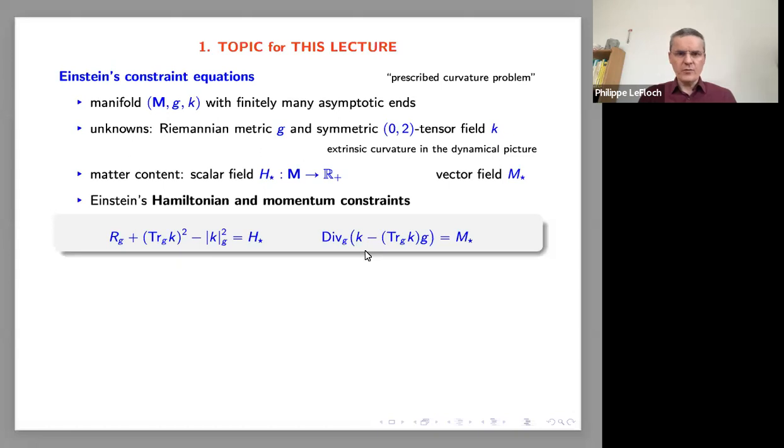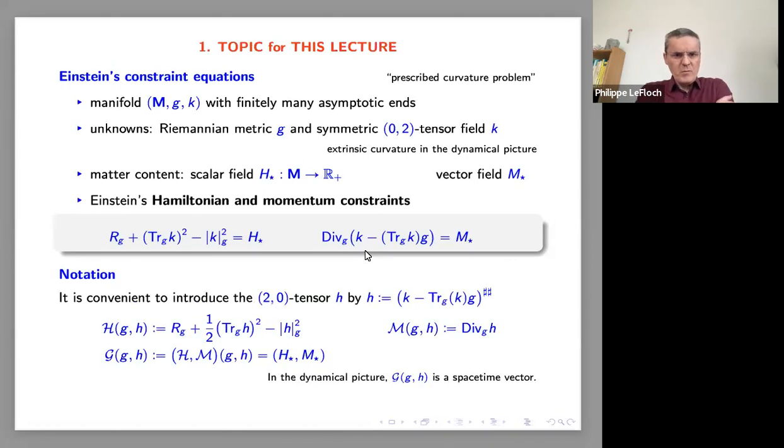So this first screen will show you the notations that we'll be using. You can see the constraints, and I have some kind of standard notations for that. Maybe the only thing I need to emphasize is that the curl H will denote the Hamiltonian operator. Curl M will be the momentum operator. And when I put them together, not surprisingly, I just use the letter curl G to denote that.